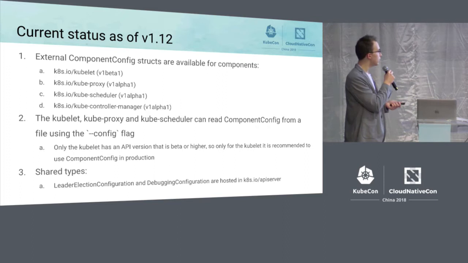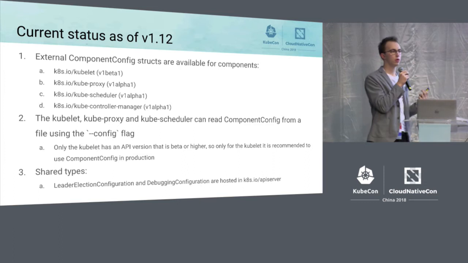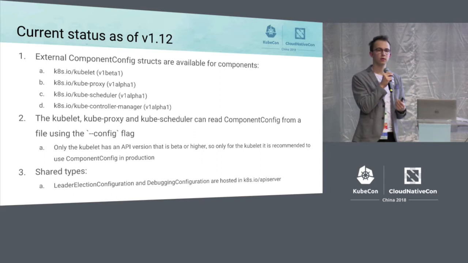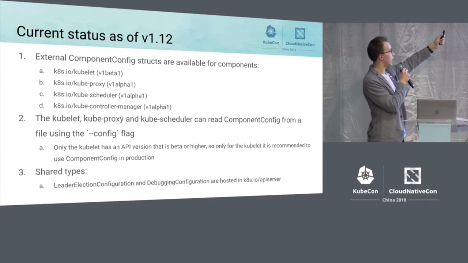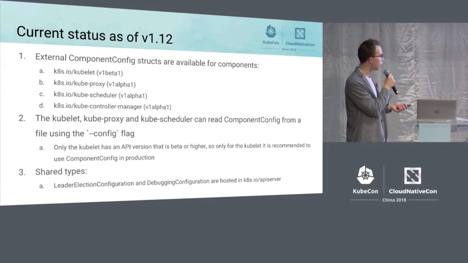So now with this effort, we also want to extract what's, for example, leader election. Configuration for leader election is a generic thing. You want to do leader election with Kubernetes, then include this struct in your component. And for example, now they can be shared between the scheduler and the controller manager. Right now these fields and structs are duplicated, and that's unnecessary. Same for debugging configuration and the HTTP server stuff.